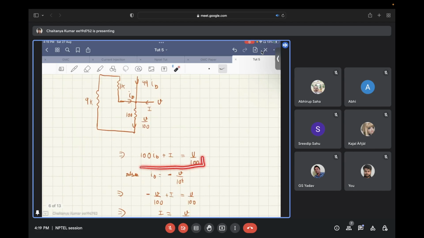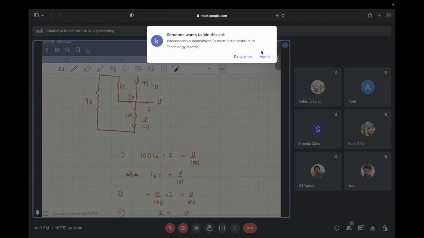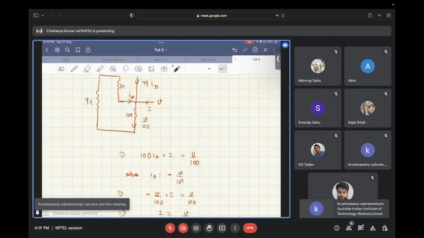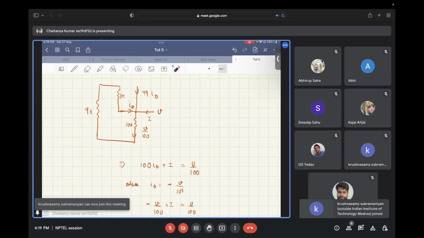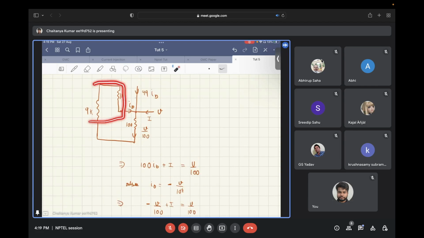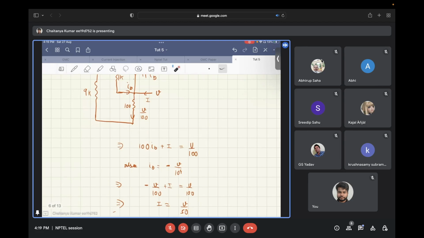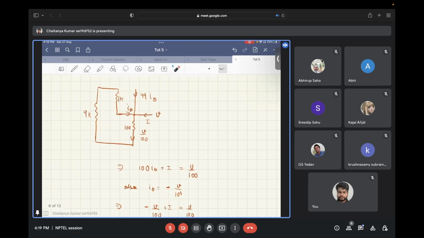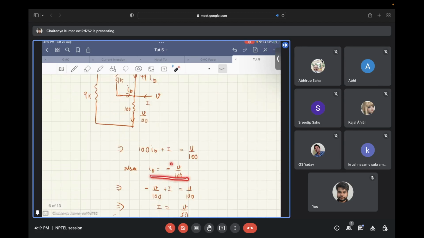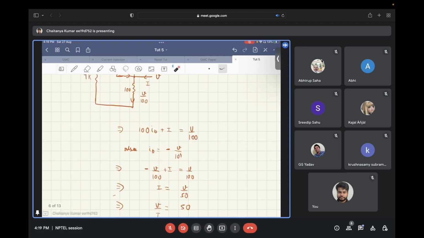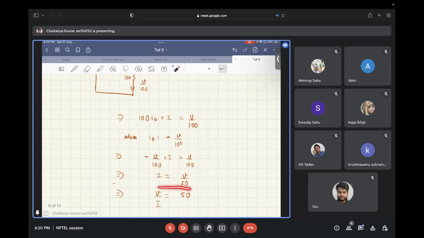So you get this equation. Now, the voltage is applied across this 10 kilo ohm equivalent resistance also, so from there you can see that IB will be equal to minus V by 10 kilo ohms. So if you substitute this into this equation, you get an equation between V and I. From there you can find the ratio between V and I, that comes out to be 50.